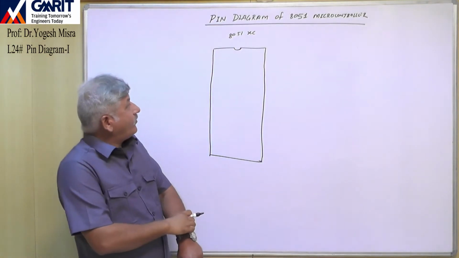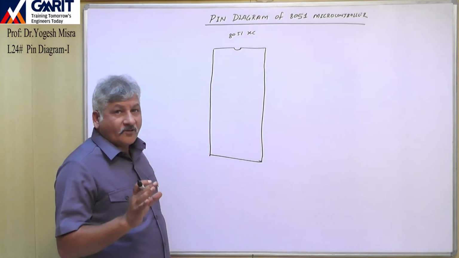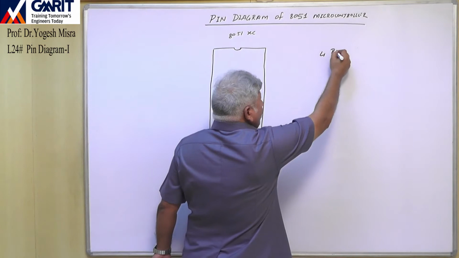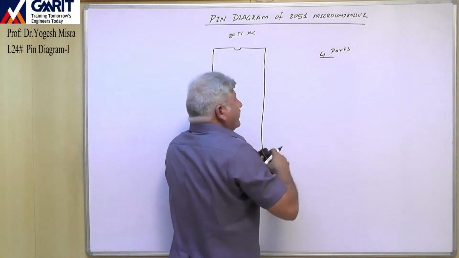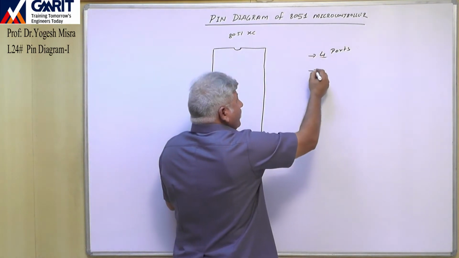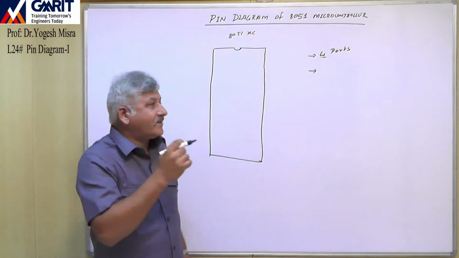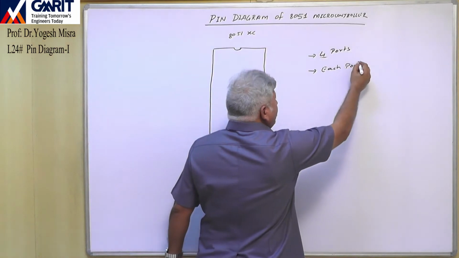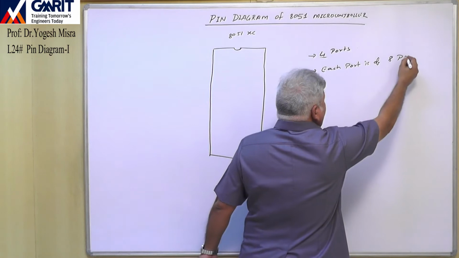So in this microcontroller, there are 4 ports. So in total there are 4 ports. Now each port is of 8 pins.